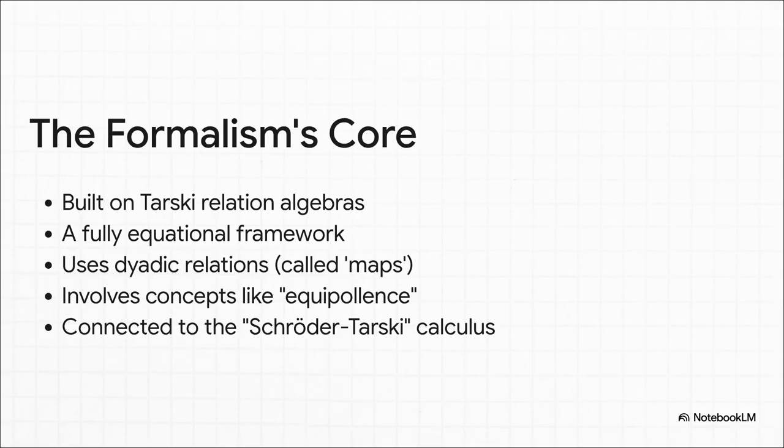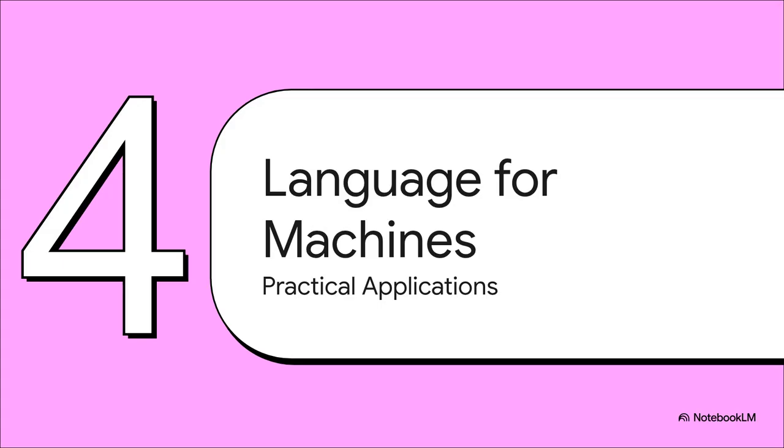Now, the engine that makes all this go is a mathematical toolkit called relation algebra. And you don't need to get bogged down in the jargon, but the key thing to know is that it gives mathematicians a set of rules, a kind of calculus, for working directly with relationships. You can combine them, flip them, transform them, all without ever needing to name the things being related. It's so cool.